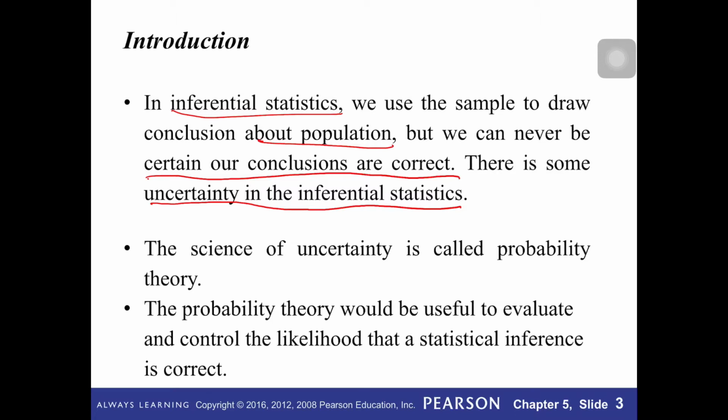This uncertainty we call probability. This is probability theory. The probability theory is useful to evaluate and control the likelihood that a statistical inference is correct. So, we use this to control likelihood, so that we can evaluate whether our statistical inference is correct or not.